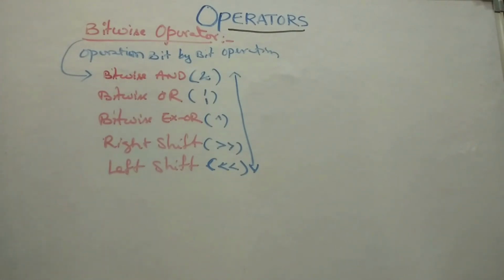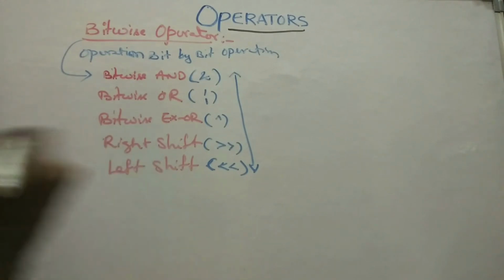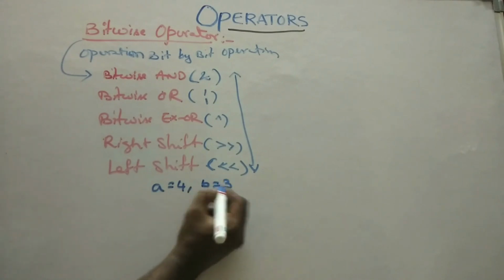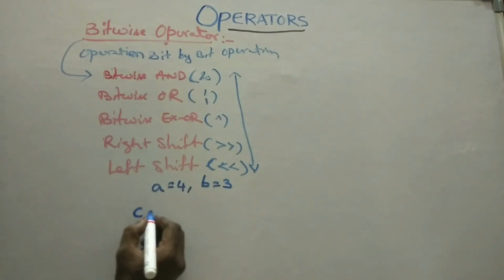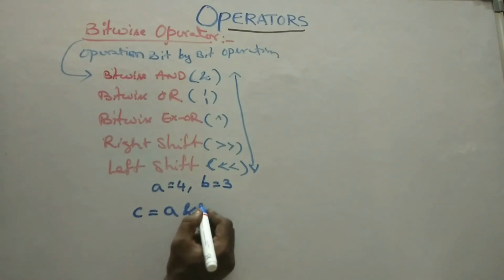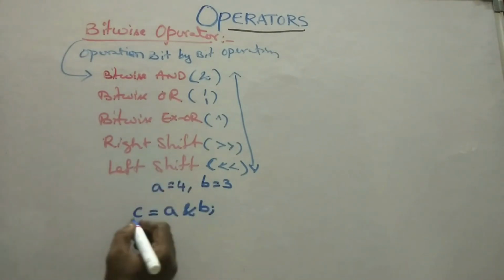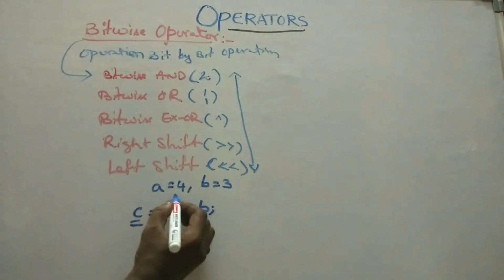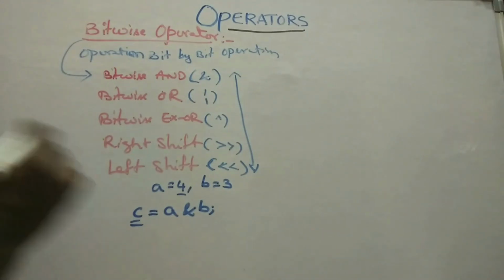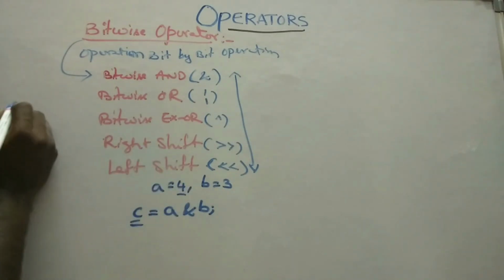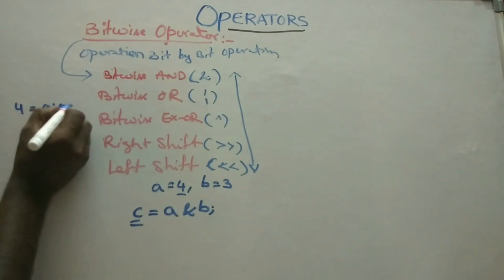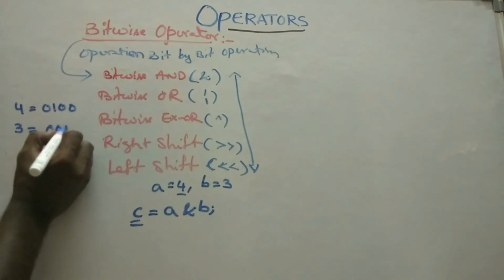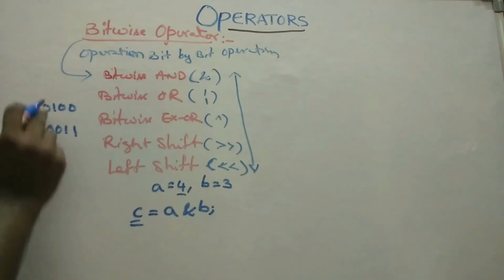First, bitwise AND. What does bitwise AND mean? Suppose I explain one example. Suppose A value is 4, B value is 3. Now C equal to A bitwise AND B. What is the output for C? Here, to perform the bitwise operation, what is the binary value for A, that is 4? 0 1 0 0. And the binary value for 3 is 0 0 1 1.